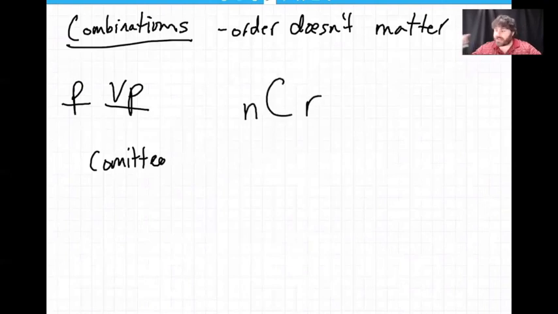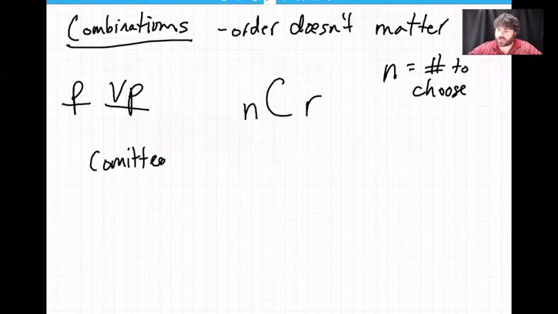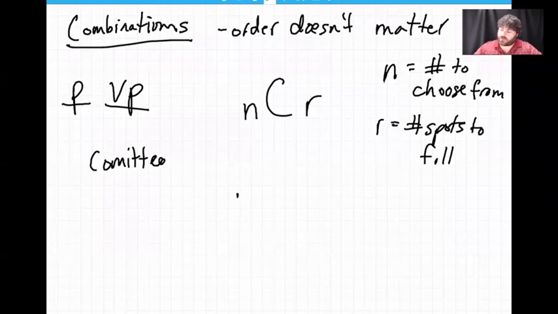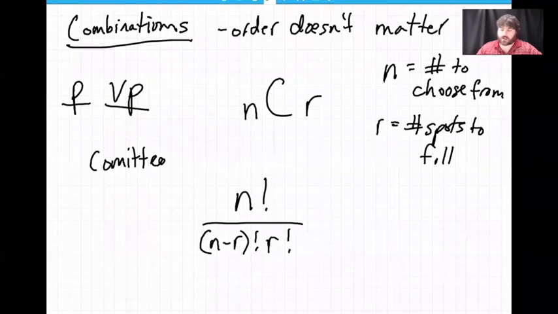That's the combination. N is the same thing as before. It's the total number to choose from. Okay, if we're selecting from 12 people, then N would be 12. R is still the number of spots to fill. Okay, it's the same thing as permutation. Now the formula is a little different. It's N factorial over the difference in N minus R factorial times R factorial.